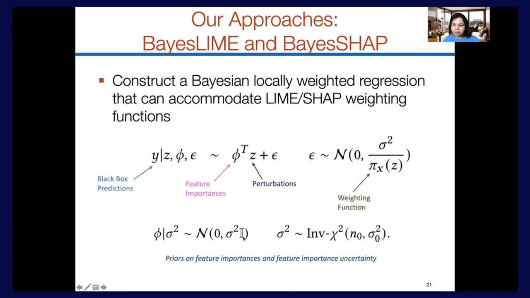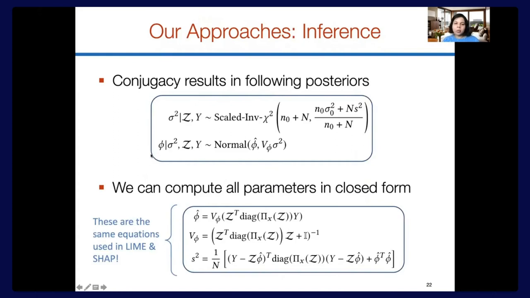So these two are, of course, the priors. Now, given the priors and given the generative model that you saw, because of the conjugacy, you get the posteriors to be these kinds of functions. The sigma square's posterior distribution would be a scaled inverse chi squared function with these parameters. And the phi, which is the feature importances, has a posterior distribution that is normal with a mean of phi hat and this parameter as the variance, right?